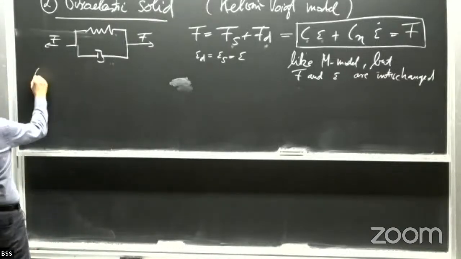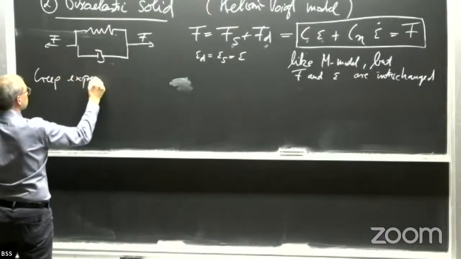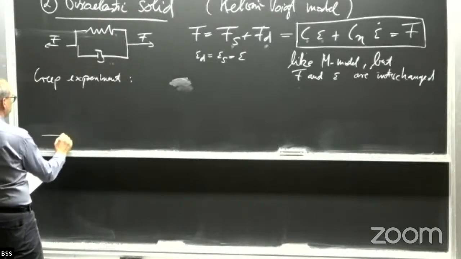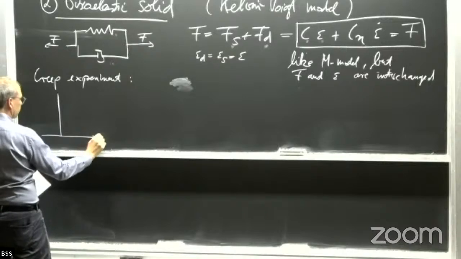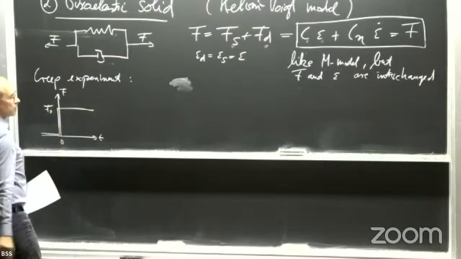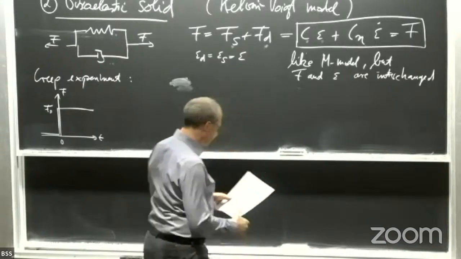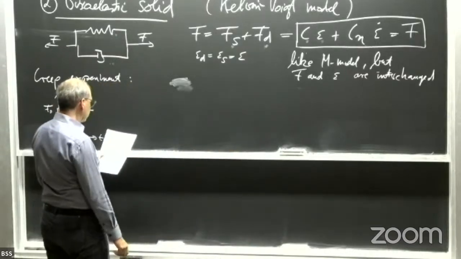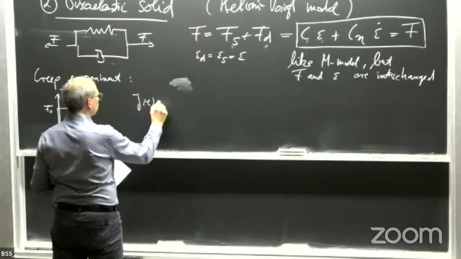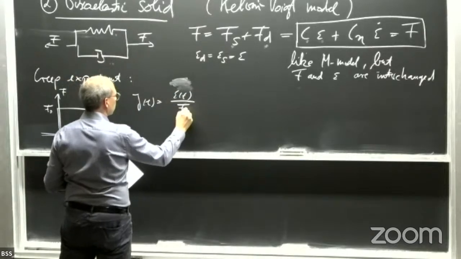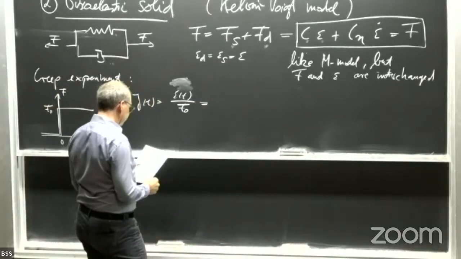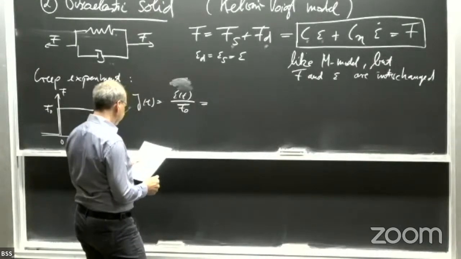So let's quickly look at the creep experiment. In the creep experiment, we do a force jump. So this was the J, which we calculated over there. And you basically write now epsilon of T divided by the force amplitude. And then it's basically this integral.